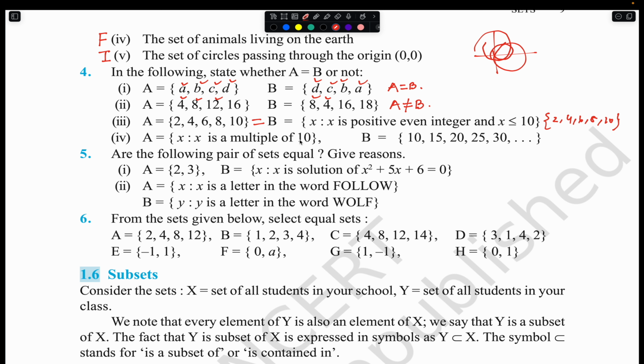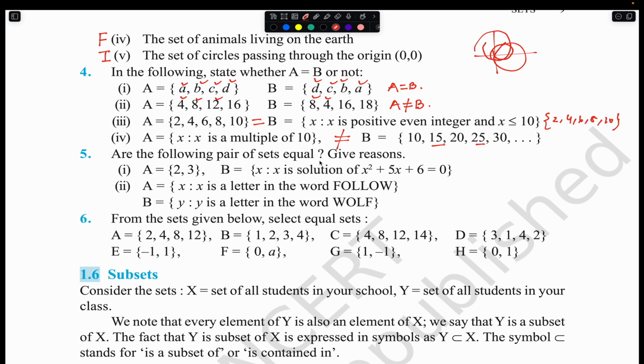In A, if x, you are collecting all the x's which are multiples of 10, that means all the numbers in set A are going to end with a 0. But here you have numbers ending with 5 as well. So these two sets cannot be equal, right? Let's see the fifth question.